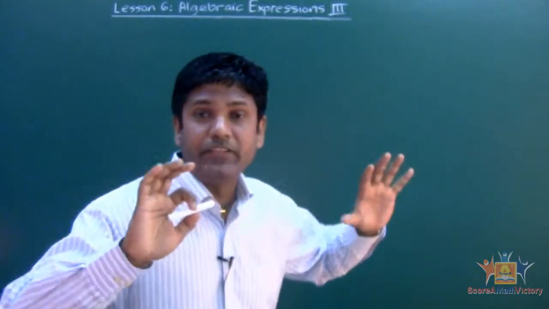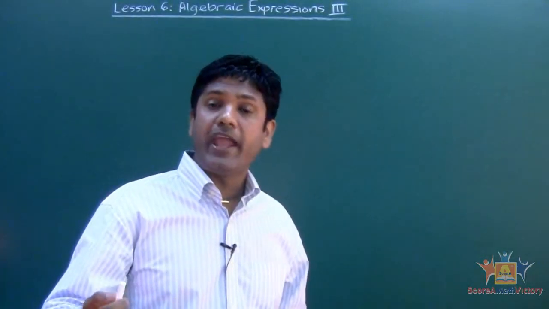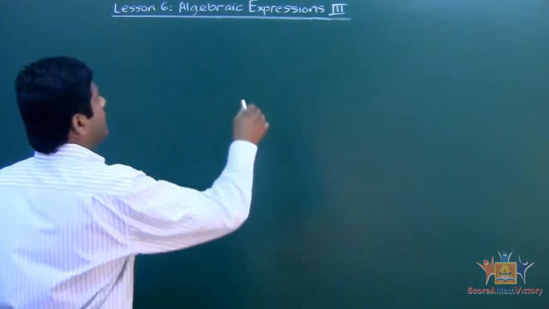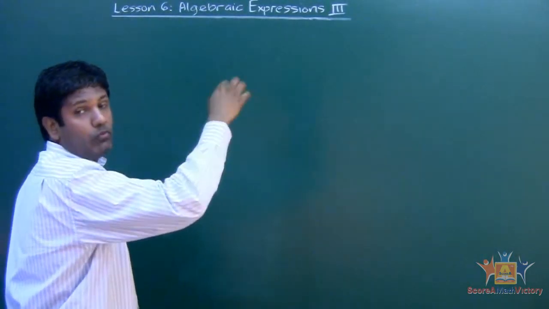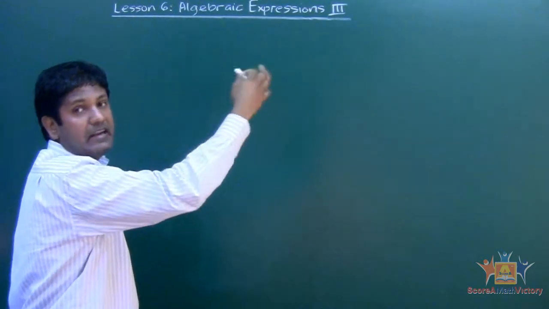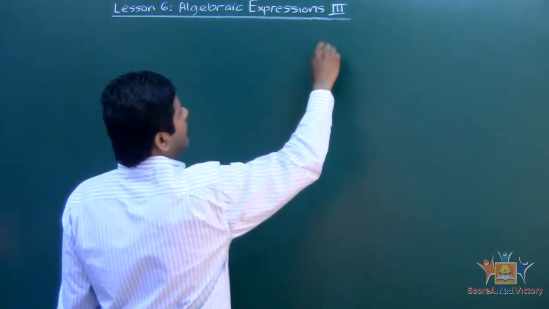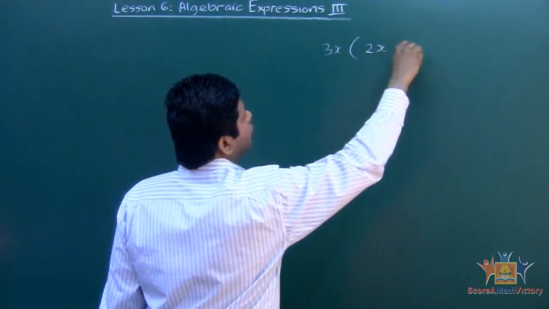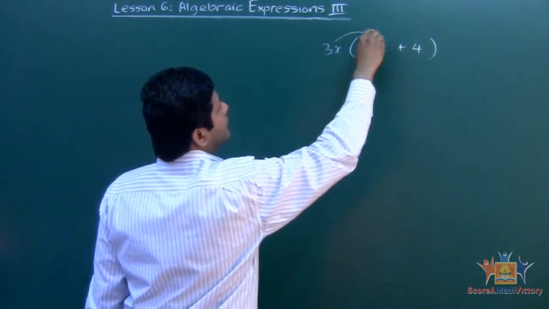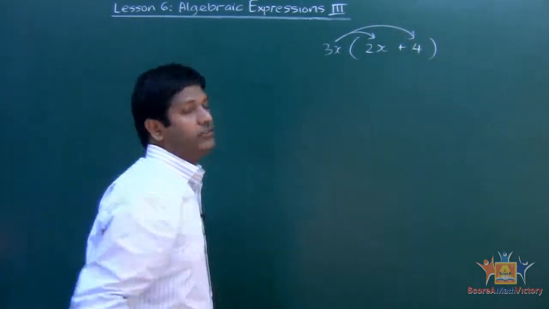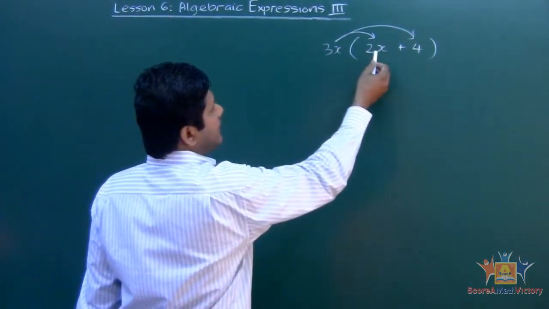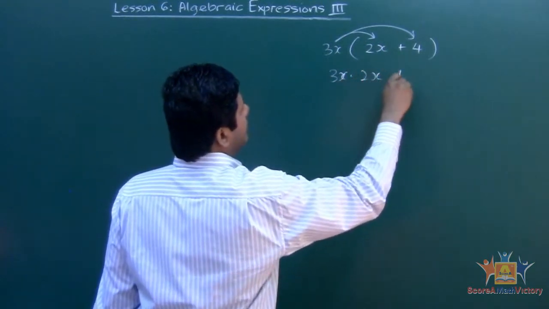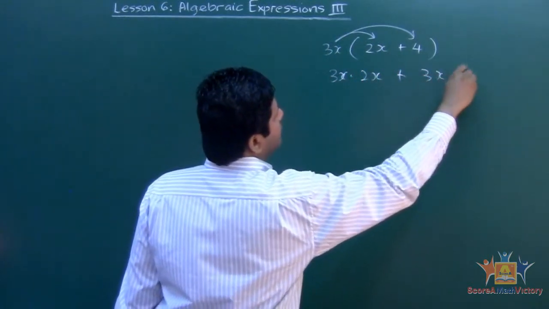Alright, my dear students, now this time we want to learn how to expand double pair of brackets. What do I mean by that? Let's say, for example, earlier we dealt only with one bracket with a number or term. Let's say I had 3x, and then a bracket 2x plus 4, and then we use the shooting star method. See that? So 3x times 2x, and then plus 3x times 4.